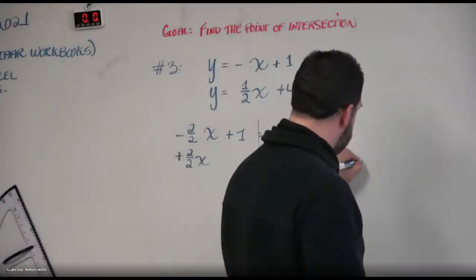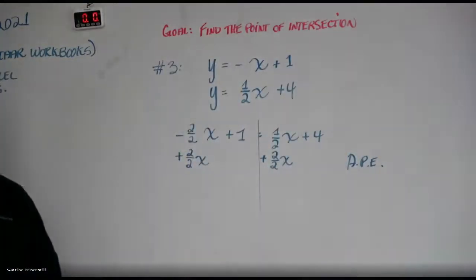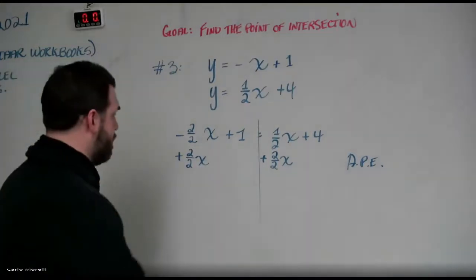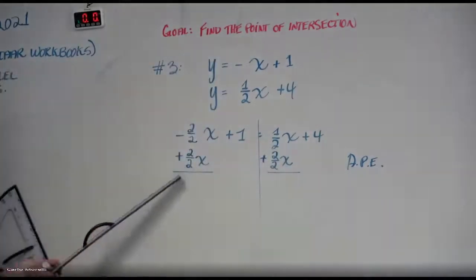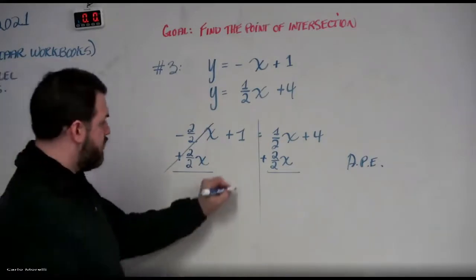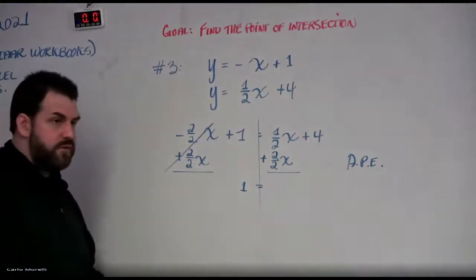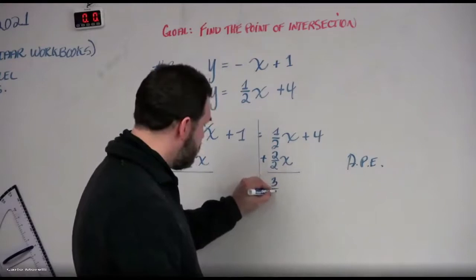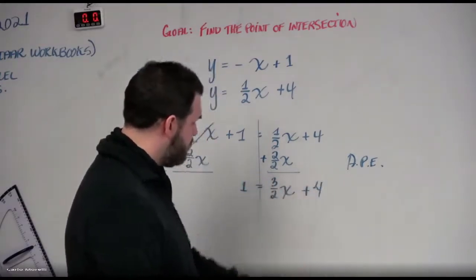So, to be real clear here, this is the addition property of equality, number 8. We learned this when we first started this whole class. These are additive inverses on the left, so these go away, or they're 0 anyway. So I just have 1 equals 1 over 2 plus 2 over 2, which is 3 over 2. So I'm going to put 3 over 2x plus 4.